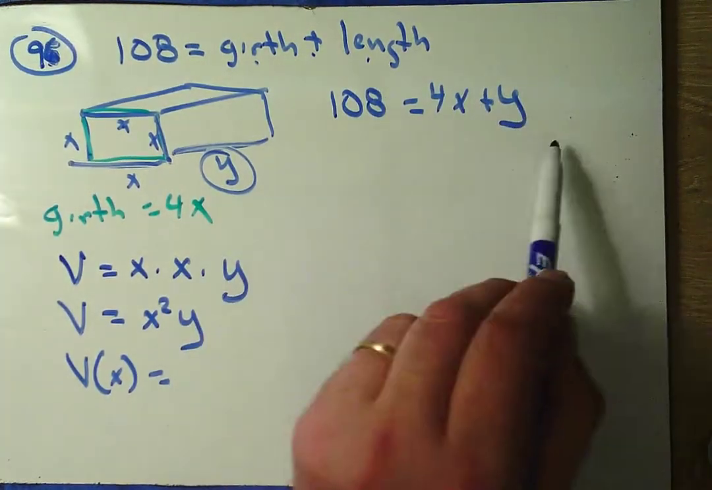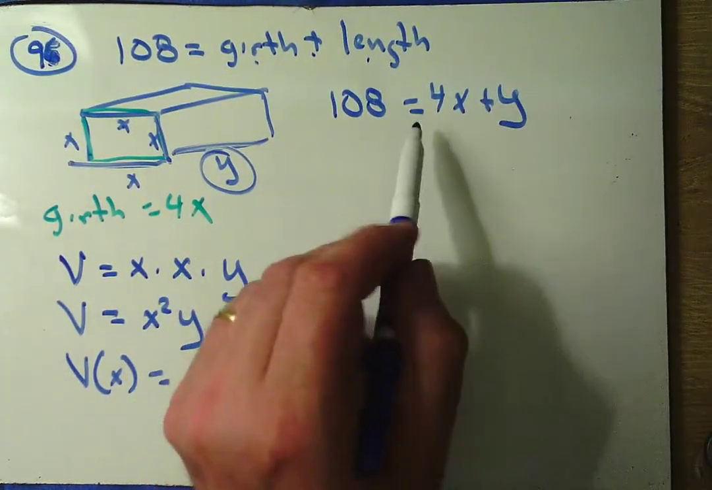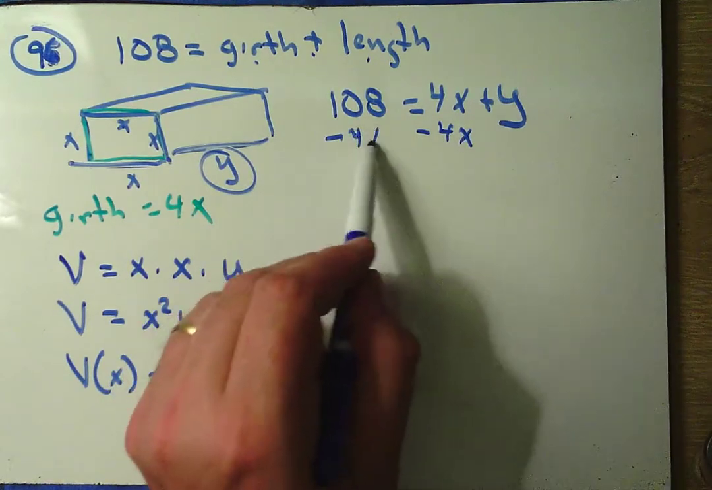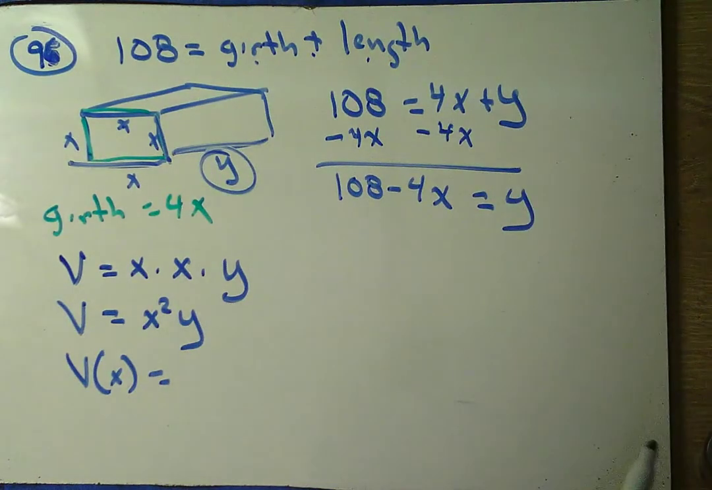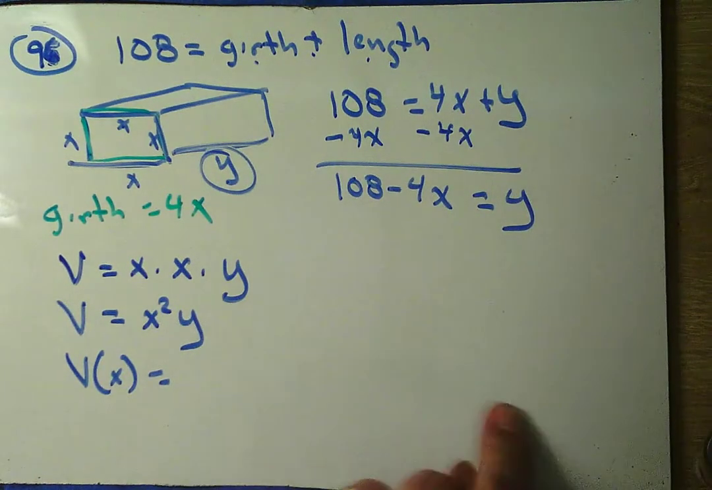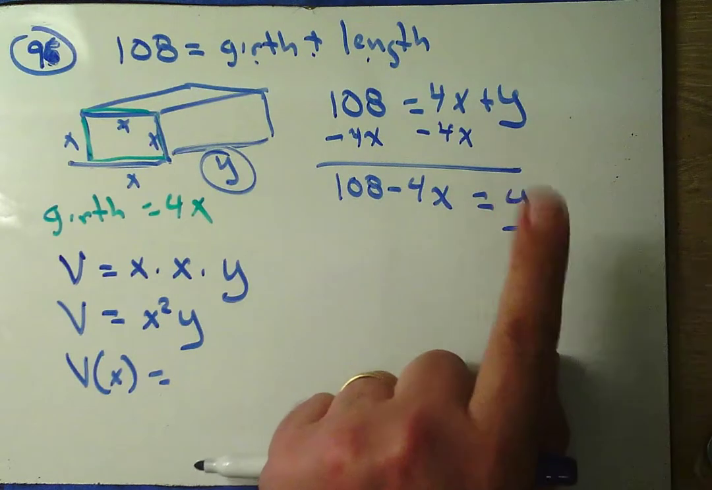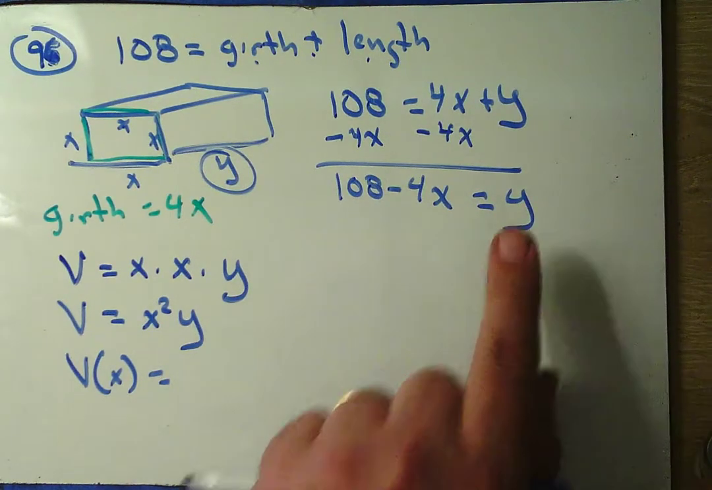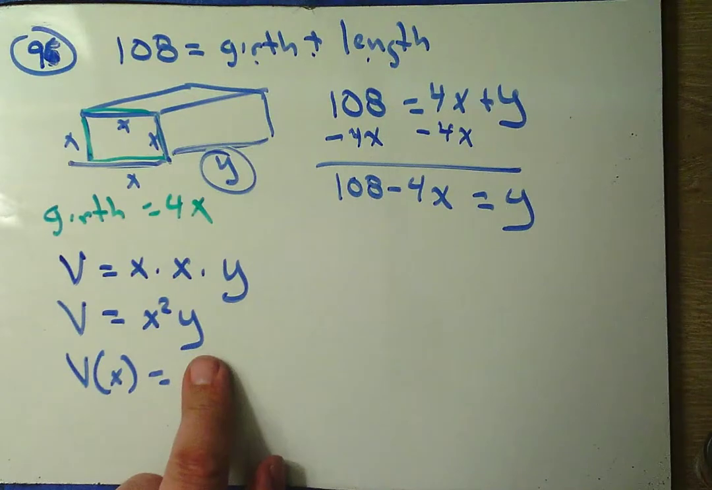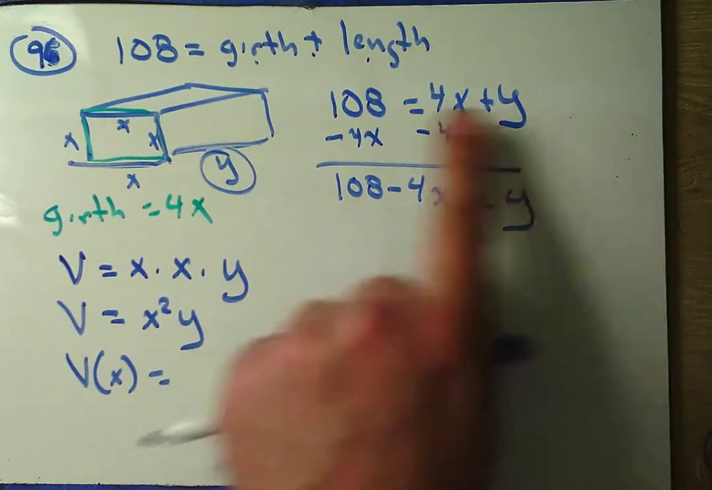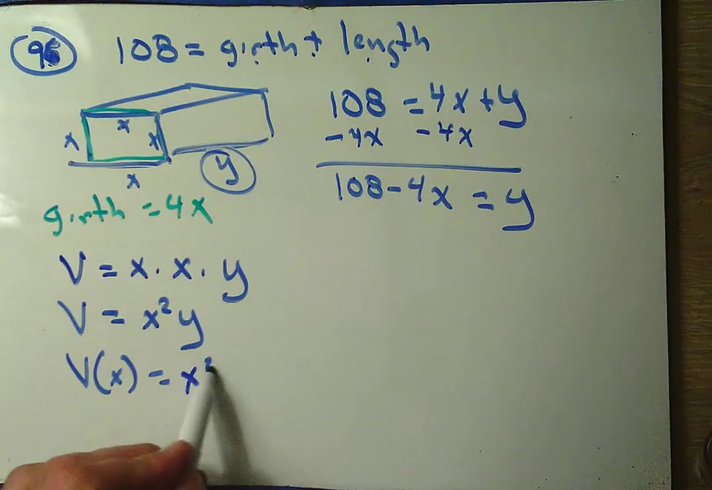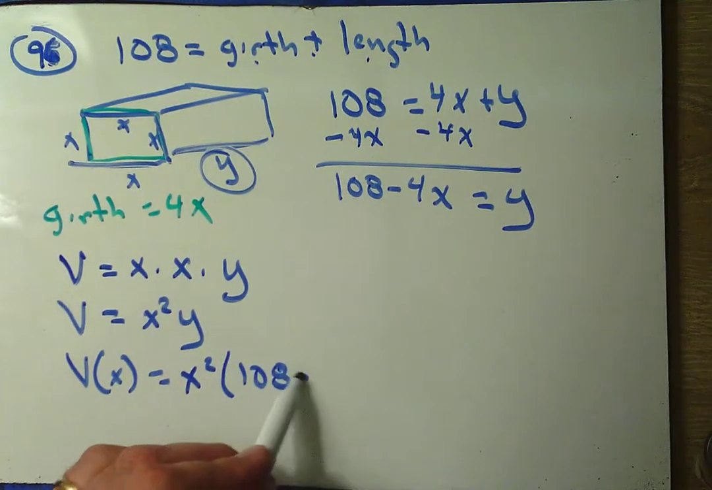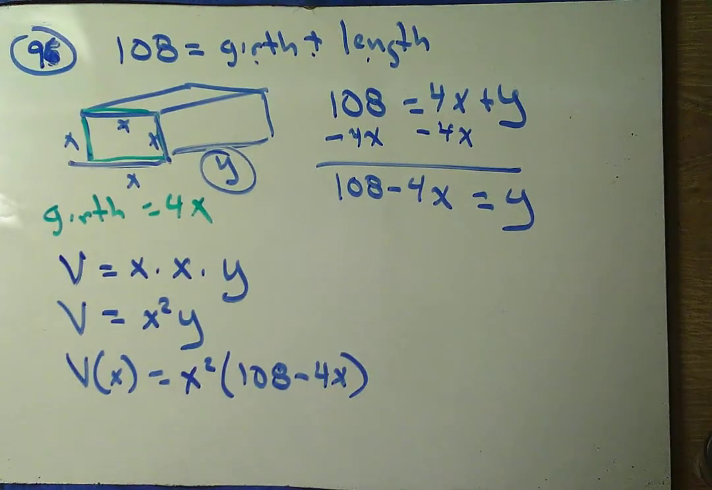All right, so what will that look like? Well, thankfully, we have this helping equation over here. If I subtract 4x from both sides, I can solve this equation for the variable I want to get rid of. Remember what we said earlier, we want to solve the helping equation for the variable we want to get rid of. I want to get rid of this y and replace it with some x stuff. When I solve this equation for y, I get 108 minus 4x. So then x squared times 108 minus 4x. Okay, so that's volume as a function of x.